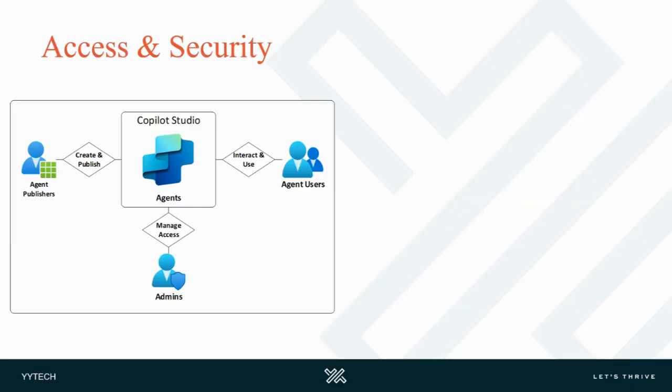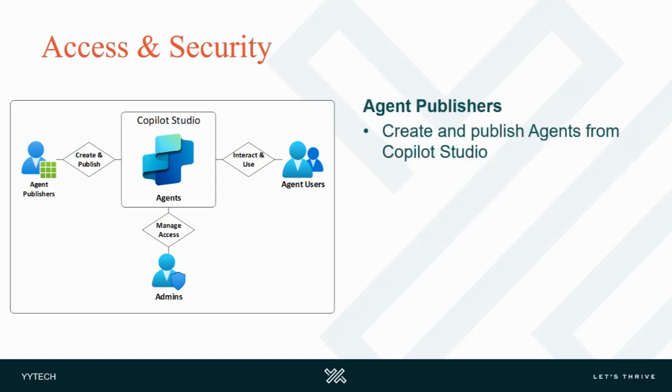There are three roles when it comes to creating, publishing, distributing, and using Copilot agents. Copilot agents are created by agent publishers. Publishers can create, publish, and use agents. Agents can be published to platforms like Copilot Chat, Teams, SharePoint, websites, mobile apps, and more.